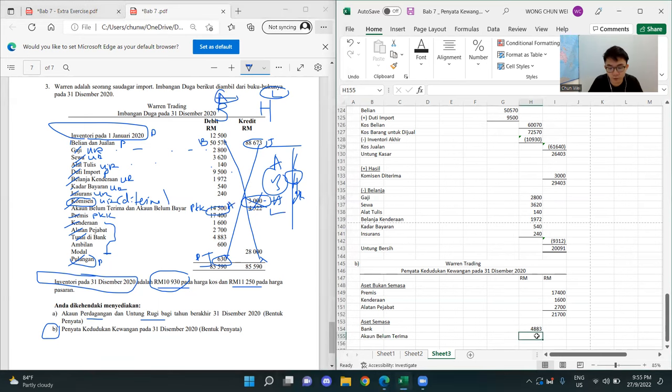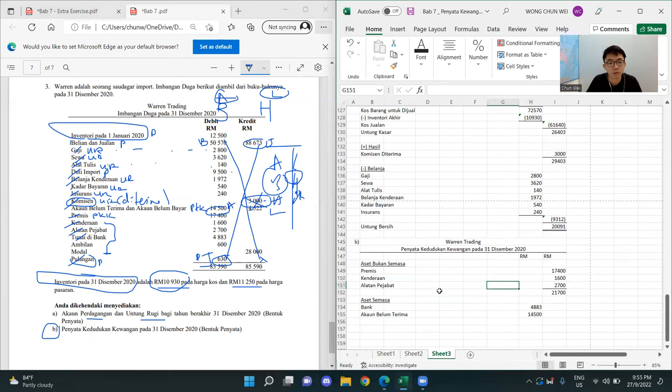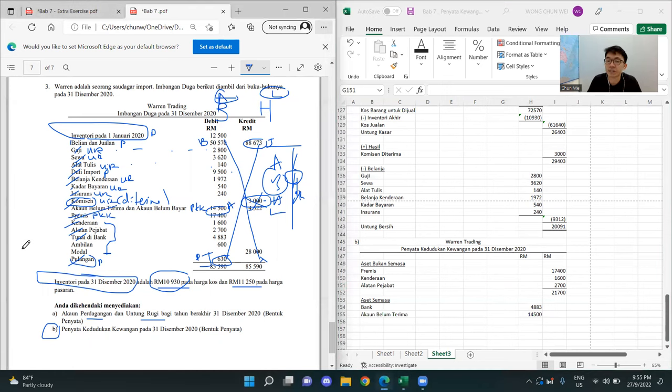So, 14,500 for asset, ABT. All right, is there any other asset semasa? You go through again just to double confirm and never forget about your inventory, which is outside. And the reason they put it outside, sometimes, is just to trick you. Because most of the time, you just focus on this part.